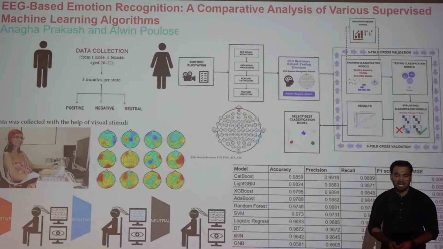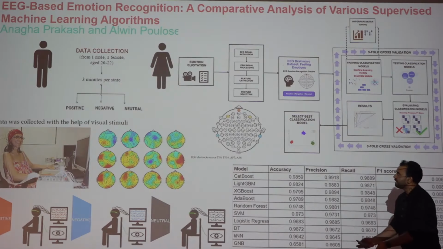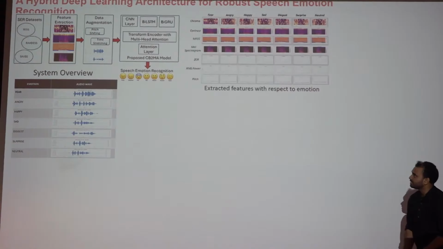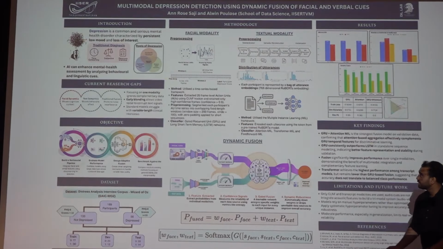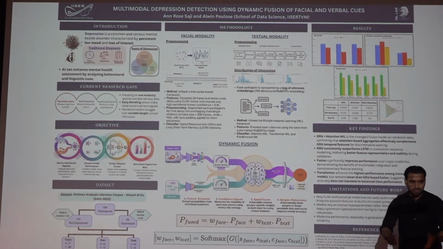Out of that, I have gone over time. Out of that, very few works: EEG-based emotion, then speech-based emotion recognition, then depression detection. That is also one work we did.